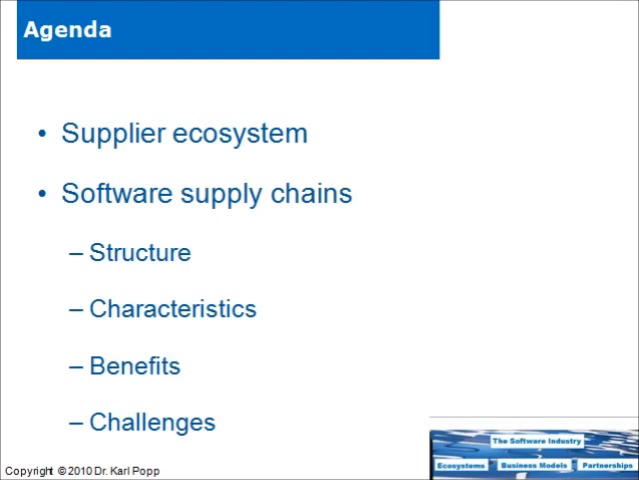So what are the topics that we will cover in this presentation? First, we will look at the supplier ecosystem, so which players are in the supplier ecosystem and what relationships are there. And then we'll look at the software supply chains. We'll look at structure, so what are the chains, what are the relationships there. Then we'll look at characteristics, so what's special about these supplier relationships and supply chains. And then we'll look at the different benefits and challenges that are there in software supply chains, and we'll cover these topics with examples as well.